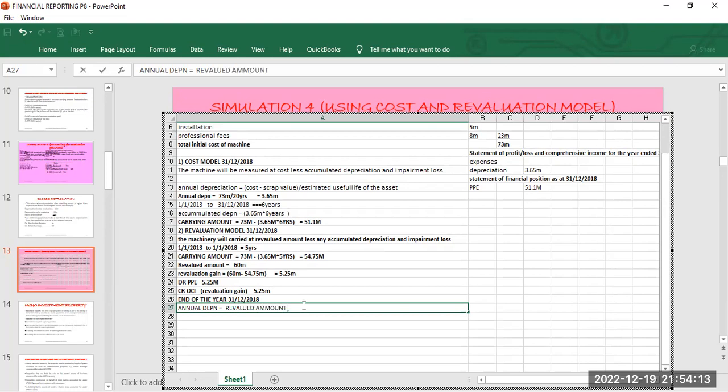We are not taking the cost because now there has been a change in the value of the asset. Less the scrap value. Then we divide everything by the remaining useful life of the asset.